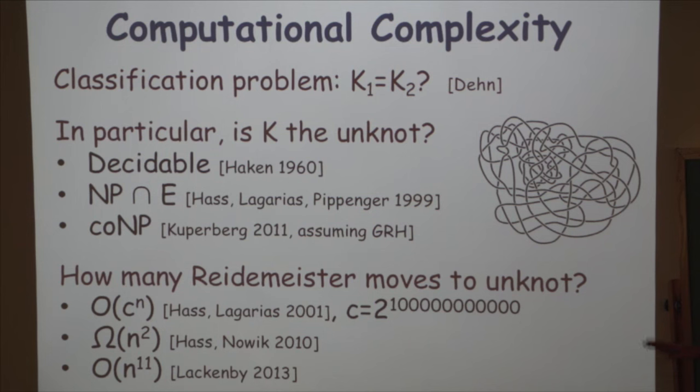I don't understand much from all these proofs. I mean, I read some of it, but there are all sorts of ideas. So what about the other knots, other than the unknot?